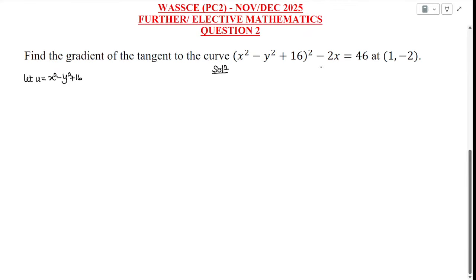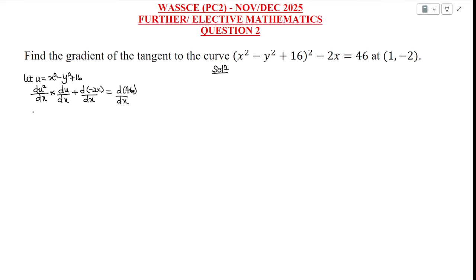So to find the derivative of the entire expression, I'm going to have the derivative of u² with respect to x, then times the derivative of u, which is what is inside the brackets, with respect to x, plus the derivative of −2x with respect to x. This will be equal to the derivative of 46, where you know the derivative of any constant is 0. So we'll come back to the point later. So let's find the derivatives.